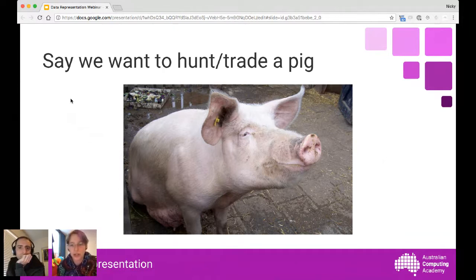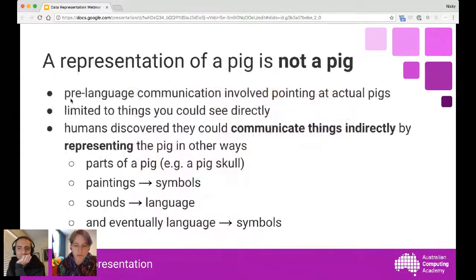What we could do is, in a happy world where we all speak the same language, I could go down to the market and say, hey, I want to trade 30 pigs, and have the other person be able to understand that and communicate. But until I've invented language, it's very difficult to do that, or if perhaps the other people don't speak the same language as I do. So historically, communication has been limited by things that I could see directly. I'd have to drag all 30 pigs down to the market.